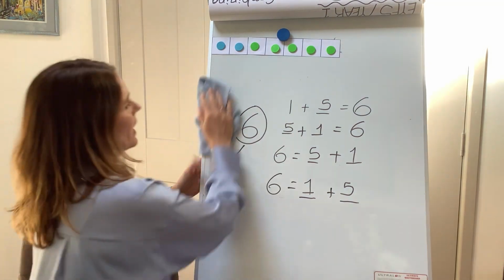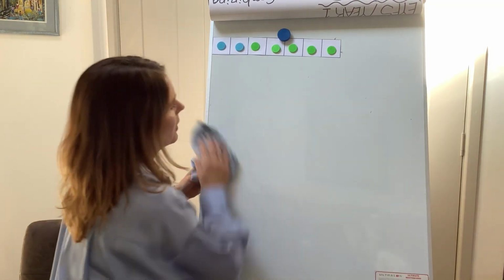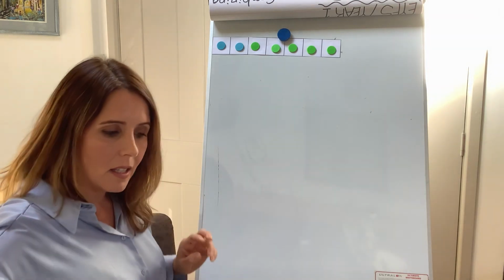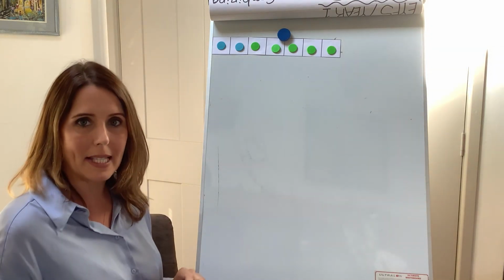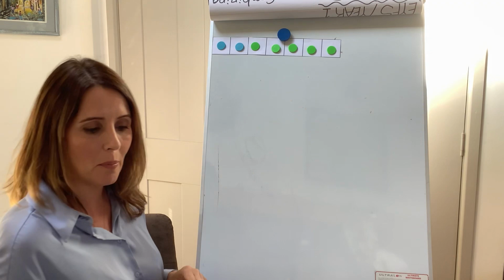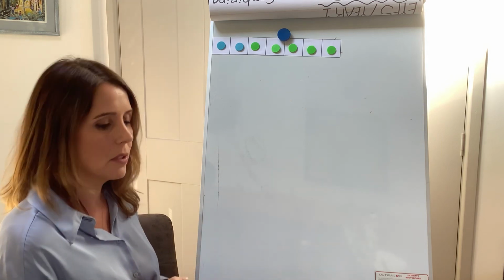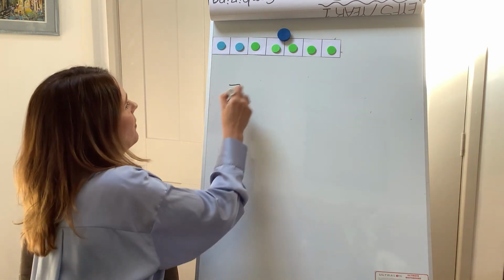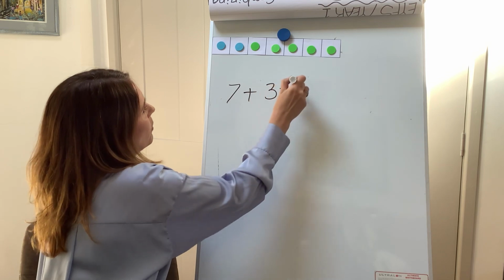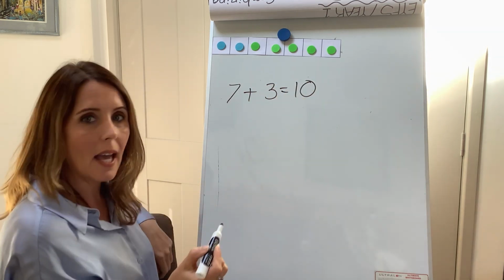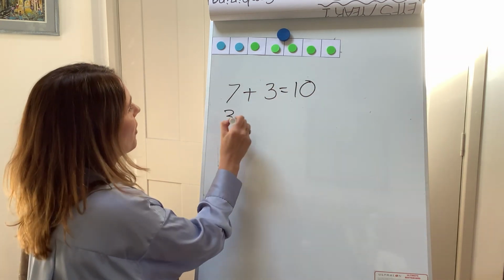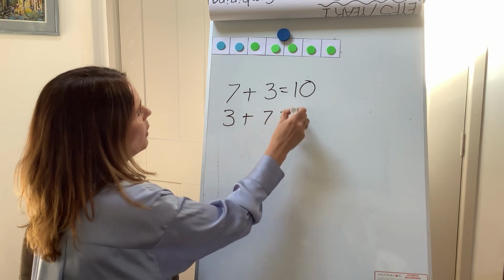The other thing we looked at in the first session today is number bonds that go together to make 10. So you've got the card game that you can play. There's lots of things you can do to make 10. So 7 and 3 is equal to 10. We can again turn that around and have 3 and 7 is equal to 10.